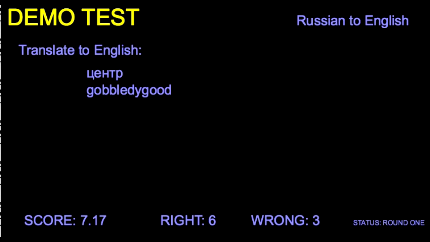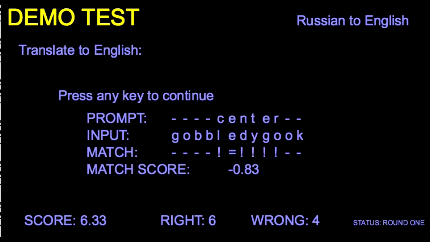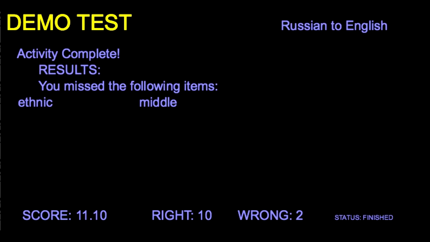If the user enters complete gobbledygook, a negative match score may be produced, as we see in this example where the user enters gobbledygook. Thus, the test taker is penalized for lack of effort or being completely clueless. Skipping on to the end of the test, we see that the score produced by adding the match scores is higher than the number of correct or right responses.